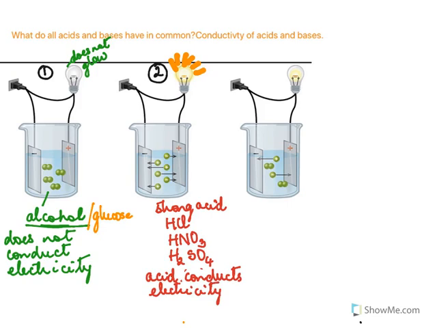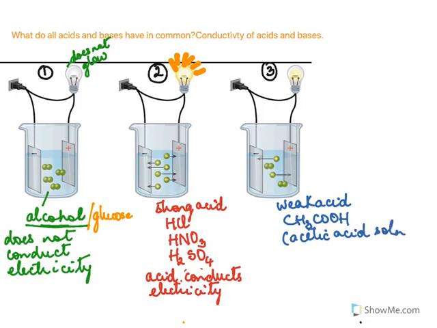And in the third figure, here we have an acid, but it is a weak acid. We replace it with a weak acid. An example of a weak acid is acetic acid. We call it acetic acid solution. And here again the bulb does glow, but it glows very dimly. It does not glow as much. So we can conclude that the acetic acid conducts electricity, but not as well as the strong acid.